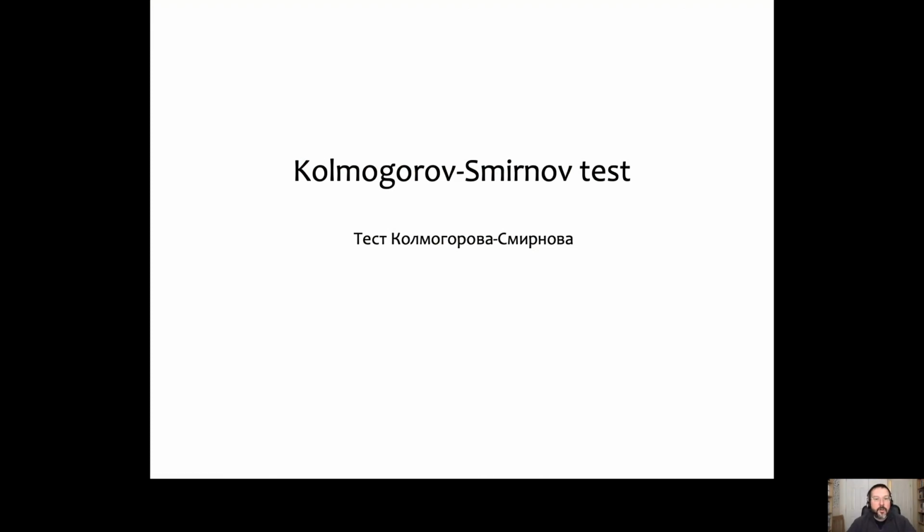Next, Kolmogorov-Smirnov test. This isn't strictly a non-parametric test because it looks at actual values, but it's a test which is not sensitive to the distribution. It actually compares distributions. So I included this in this talk.